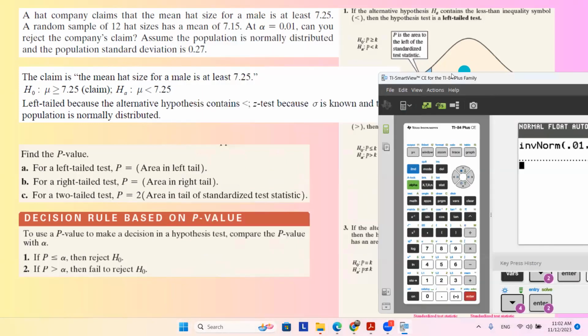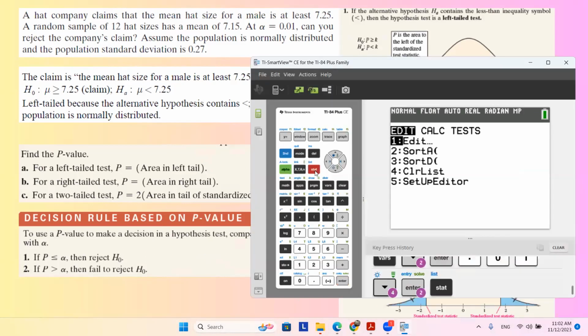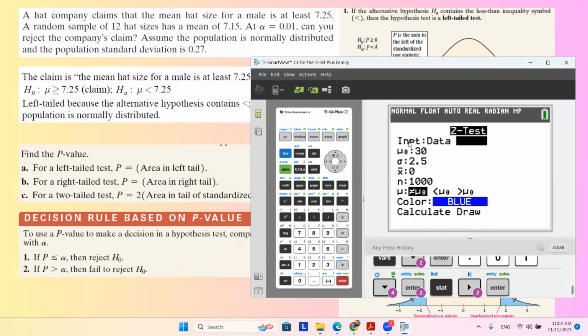So take a look. Here you have your calculator. You're going to go to test in statistics. And since you have a z-test, it's about the average, you're going to click on z-test. You're going to enter the statistics here. The hypothesized population mean is 7.25. Sigma, the population standard deviation, is 0.27.